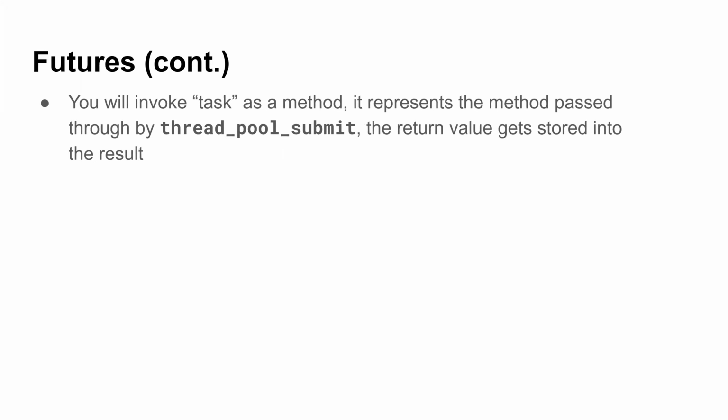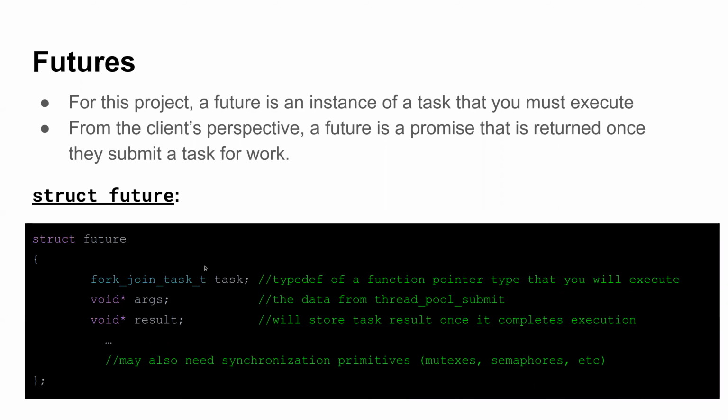So you will invoke task as a method. It represents the method passed through thread pool submit. The return value gets stored into the result. And that's what we're talking about here, this fork_join_task_t, which is simply a function pointer.